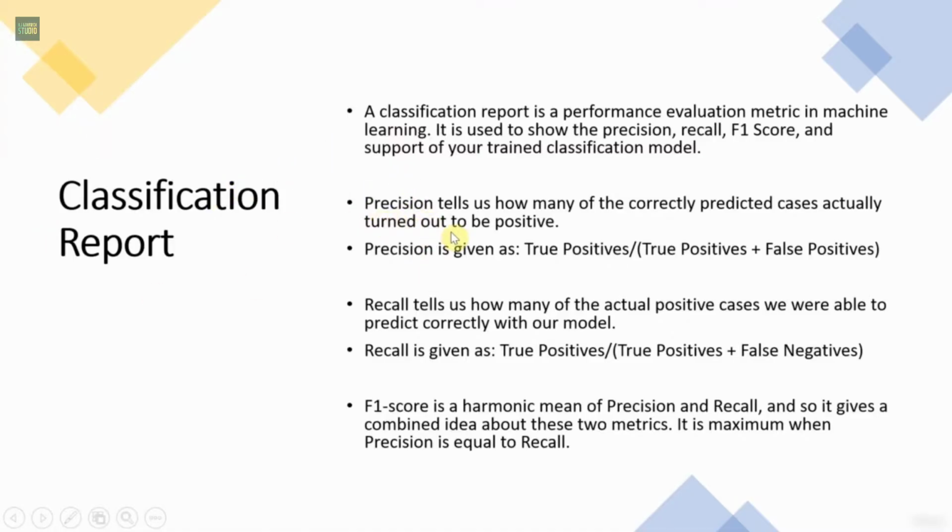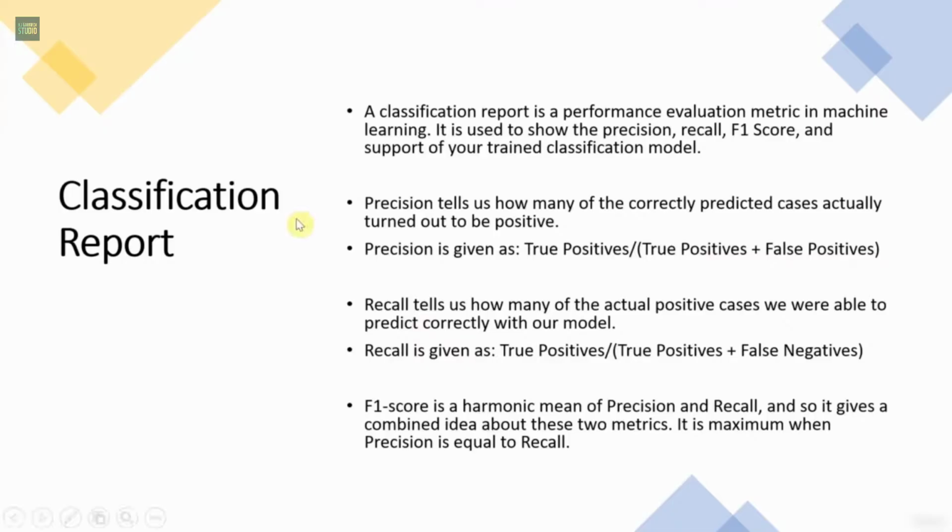Now, what is precision? Precision tells us how many of the correctly predicted cases actually turned out to be positive. Precision is given by this formula, that is true positive divided by true positive plus false positive. Now, what is recall? Recall tells us how many of the actual positive cases we were able to predict correctly with our model. Recall is given by the formula true positive divided by true positive plus false negative.